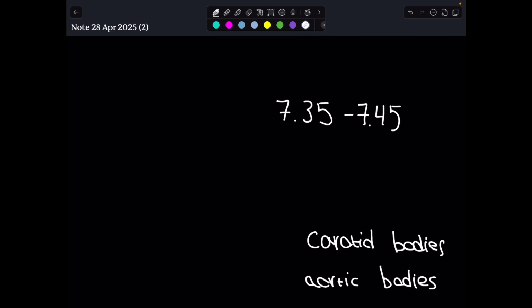So the ratio is different. Is it more bicarbonate excretion for less chloride? Wow.